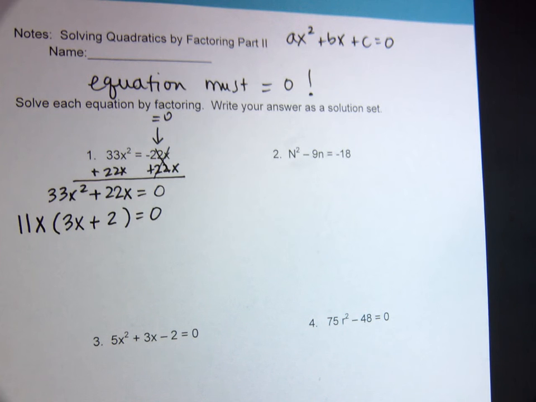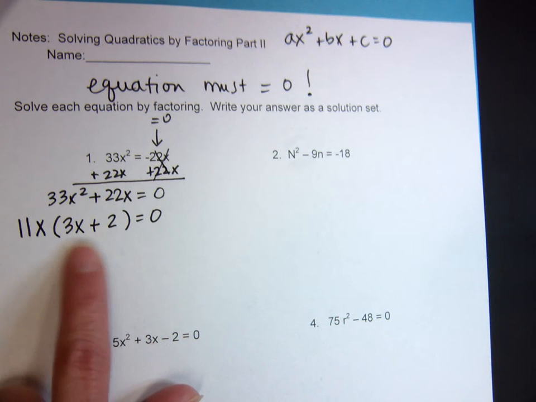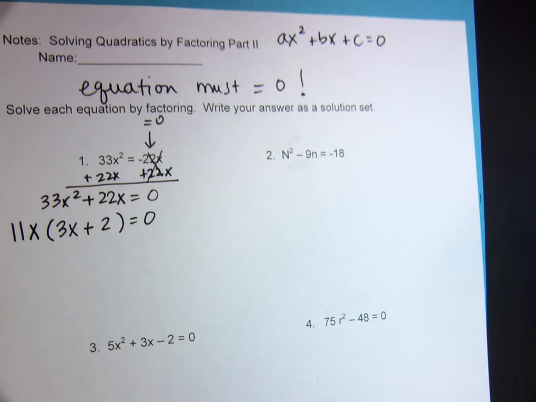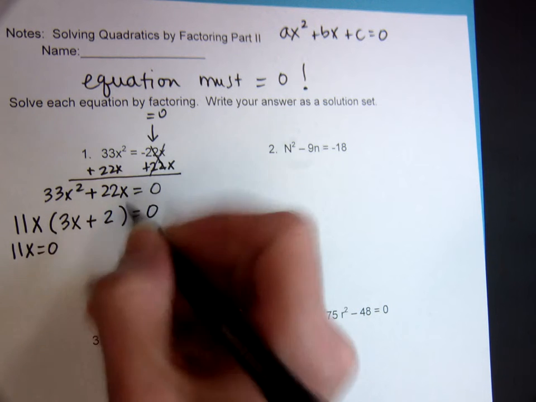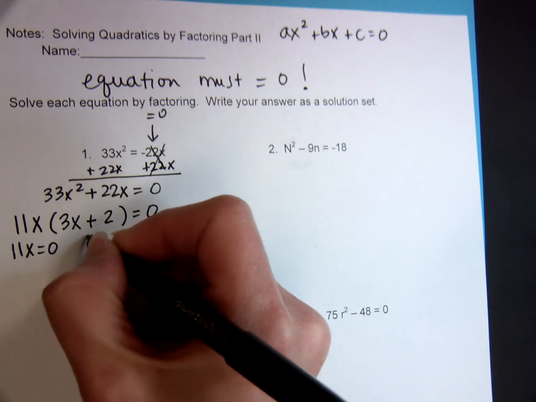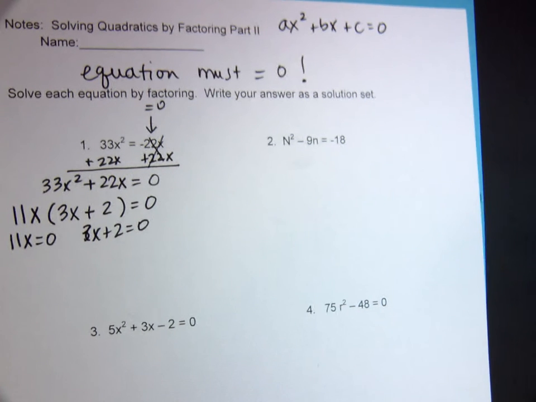Alright, so now we've got it factored. Look inside the parentheses. Can this be factored any further? Is there a squared here? No. So then we are able to now solve each factor equal to 0. So 11x equals 0. We are setting that equal to 0. And then 3x plus 2 equals 0.